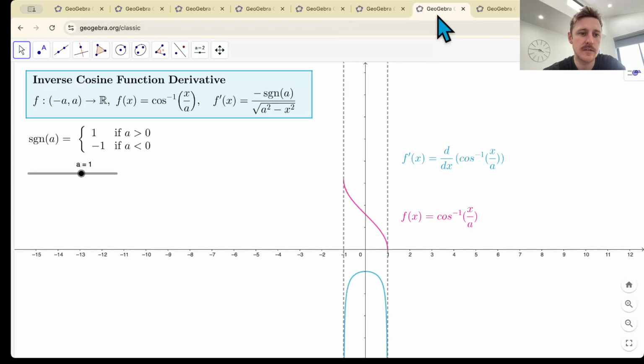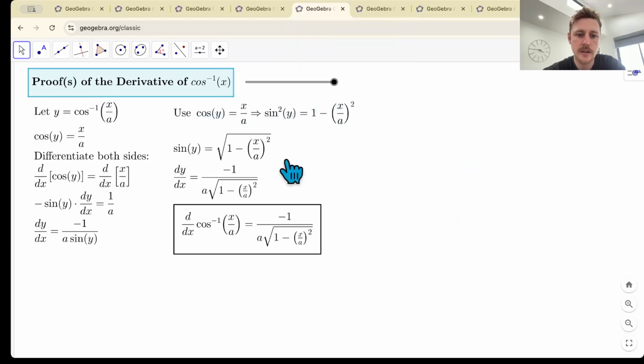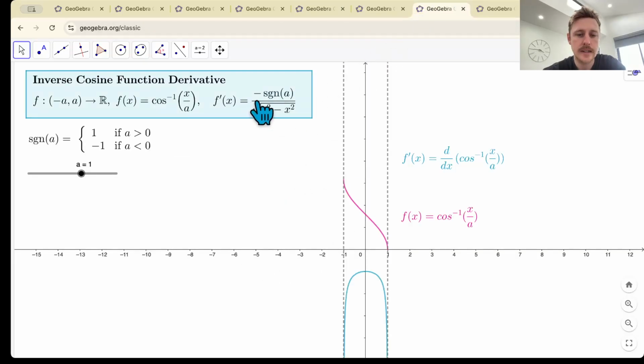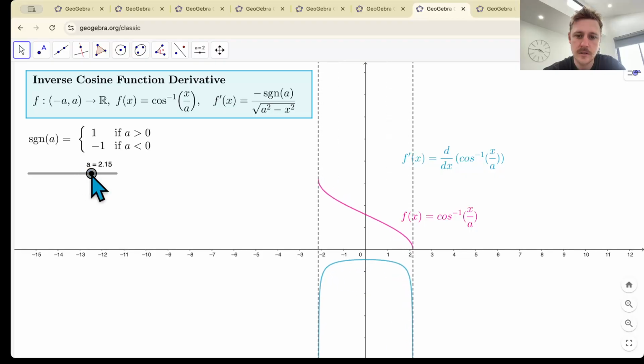Let's look at the inverse cosine function. Again, inverse cosine function looks like this. The derivative, just like we spoke about here, is this. And so we get that the derivative is negative sgn of a, or the sign of a, I think is how we might say it, over the square root of a squared minus x squared. But we notice that is negative. So if a is positive, then the numerator is negative, which makes sense, because if we have positive a values, then the slope of this line is always negative, so we end up with the derivative that's below the x-axis. So that should make sense.